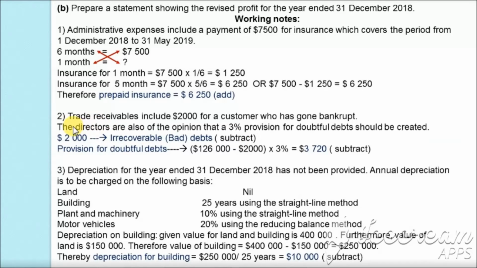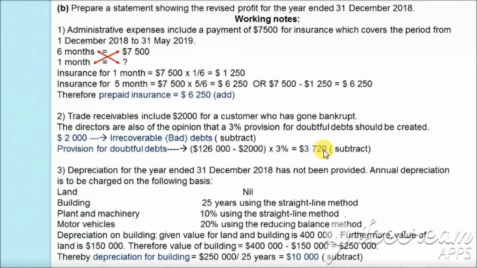Then furthermore, it is given the directors are also of the opinion that a 3% provision for doubtful debts should be created. So first let's calculate the provision for doubtful debt. That is, we'll take the debtors value, which is given as $126,000. From this we are going to subtract the irrecoverable debt, that is 2,000. Then after that we'll find the 3% of the value, which will be $3,720.